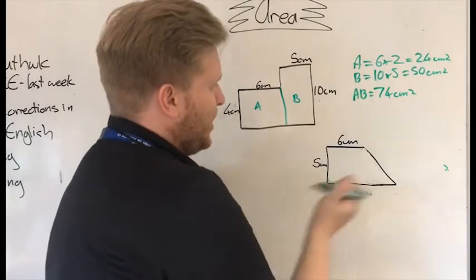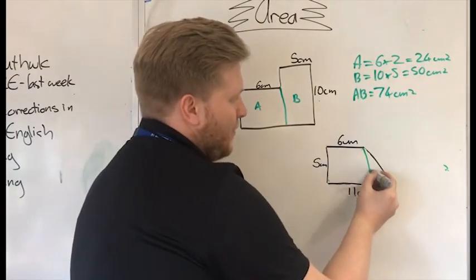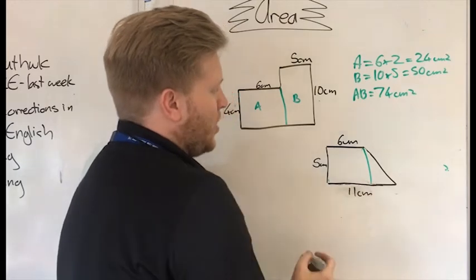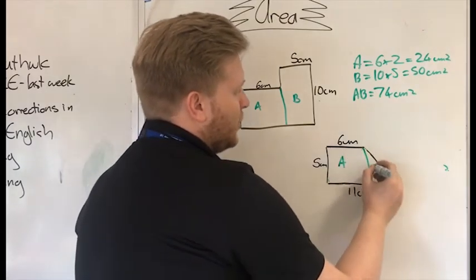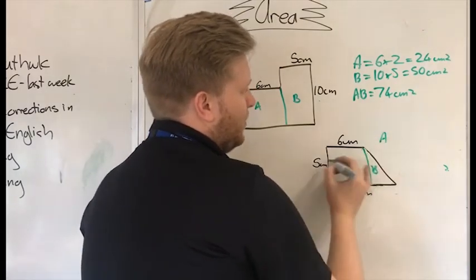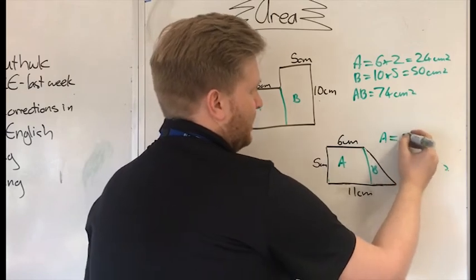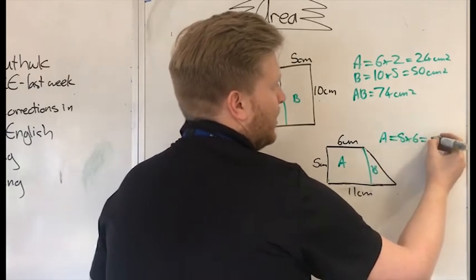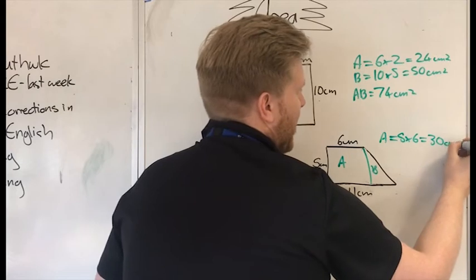Now let's look at this shape here. Again, we've got 2 shapes. Break it into shapes you know how to find the area of: a rectangle and a triangle. A here is going to be easy because I've got the 2 dimensions I need. So it's 5 times 6, which equals 30 centimetres squared.